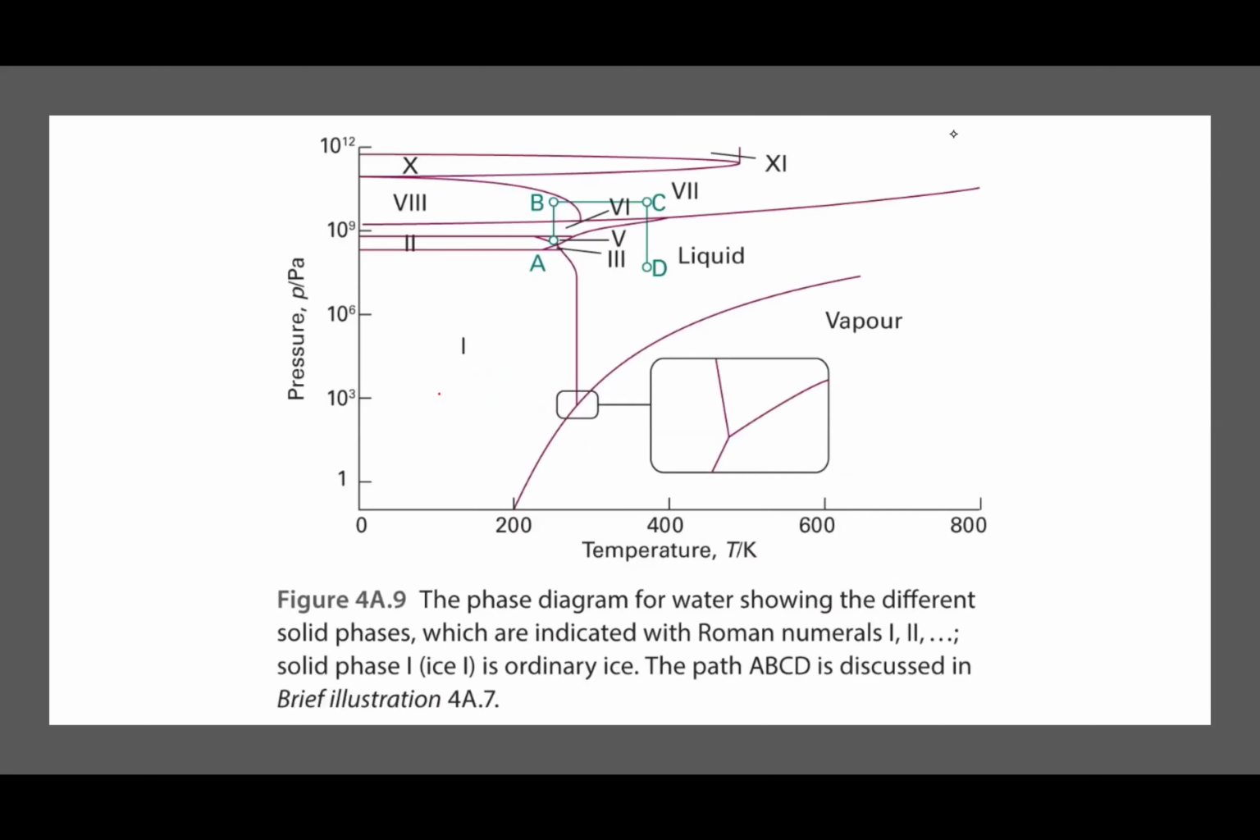Now, if we look at water, water is kind of all over the place. This is actually going to be more common than you might think. If you look at this part below, it's the same sort of diagram, isn't it? We have solid, we have liquid, and we have vapor. The crazy part is going to be all the different phases of solid here. We have ice 1, ice 2, ice 3, so on and so forth. Solid phase ice is ordinary ice.